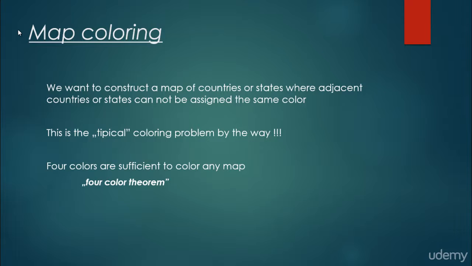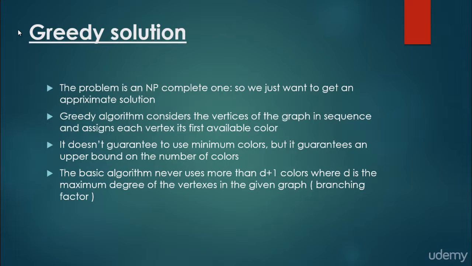And of course, map coloring is the typical coloring problem. We want to construct a map of countries or states where adjacent countries or states cannot be assigned the same color. This is the typical coloring problem, by the way. And there's the 4-color theorem, which states that 4 colors are sufficient to color any map. So this is the so-called map coloring problem, very famous.